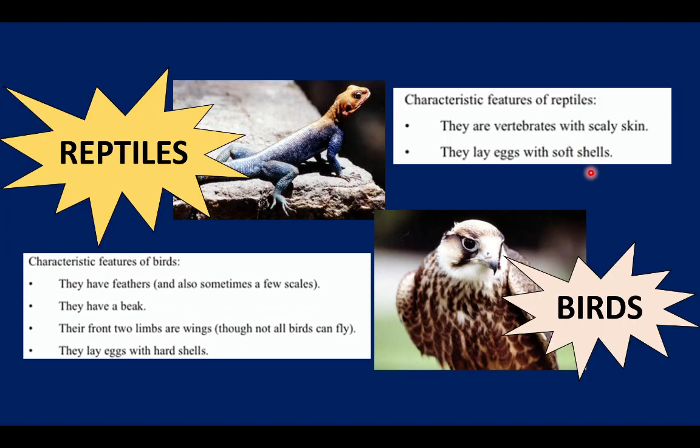As far as birds, aves are concerned, their characteristic features include they have feathers and also sometimes a few scales. They have a beak. Their front two limbs are wings, though not all birds can fly. They lay eggs with hard shells. So the characteristics that you can see right now, you have to memorize.